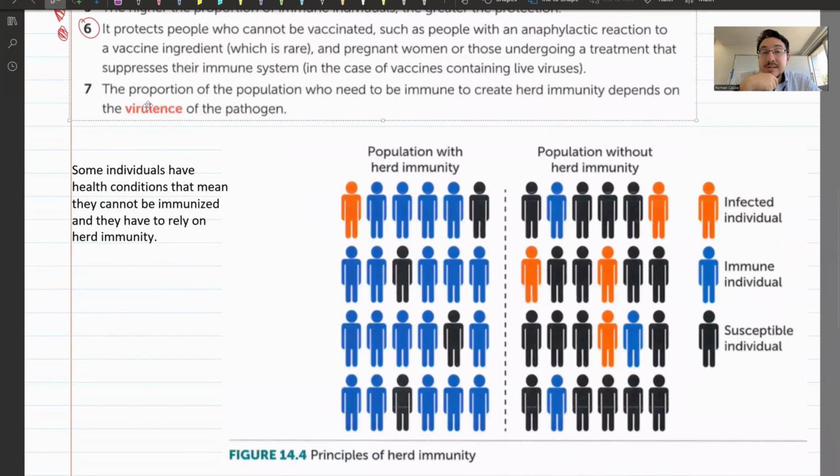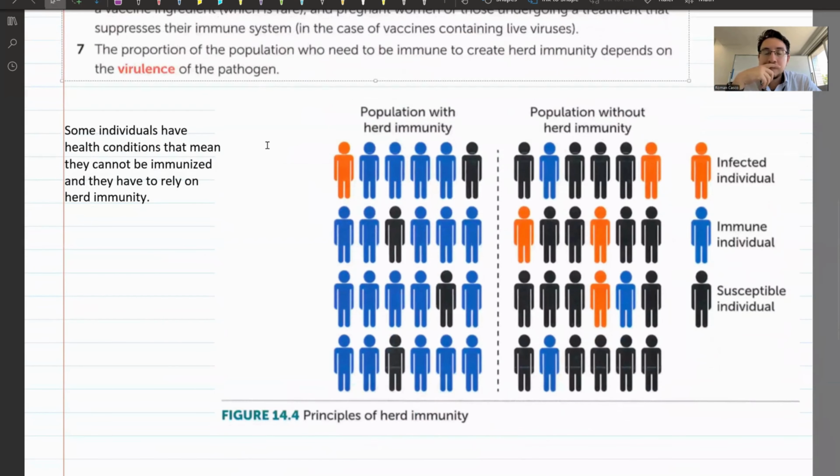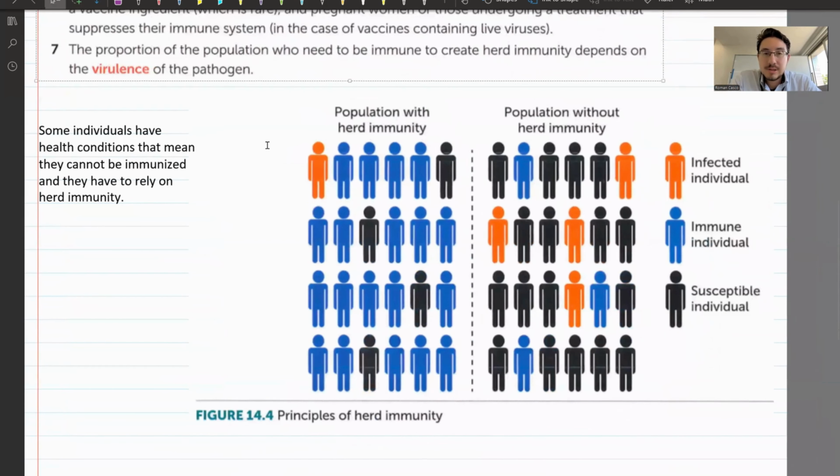The proportion, this is number 7, not necessarily a direct process, but it is relevant. The proportion of the population who need to be immune depends on how virulent the pathogen is and how quickly it can spread and how intense the symptoms are, right? Great. It is logical to hear, right?